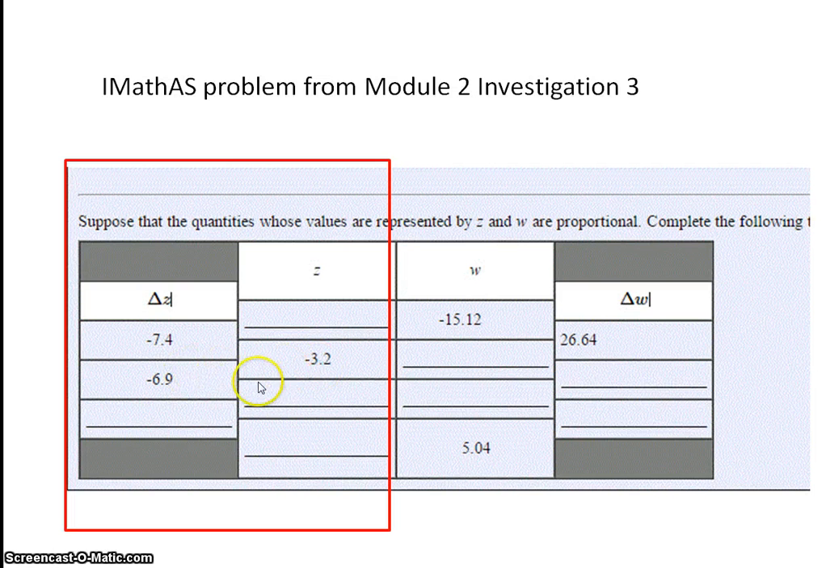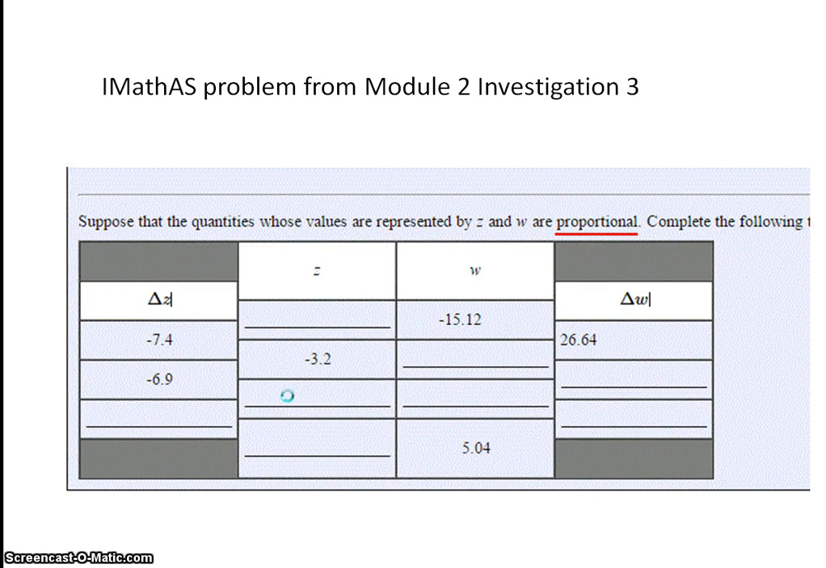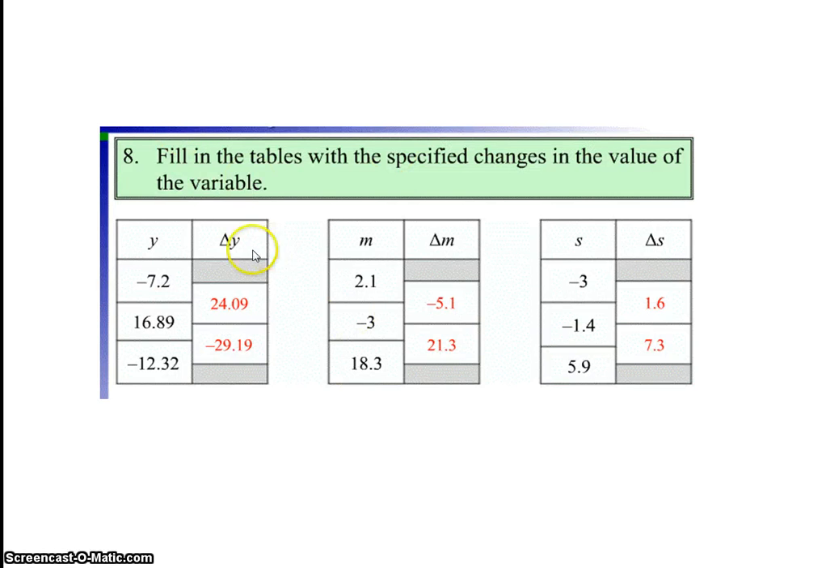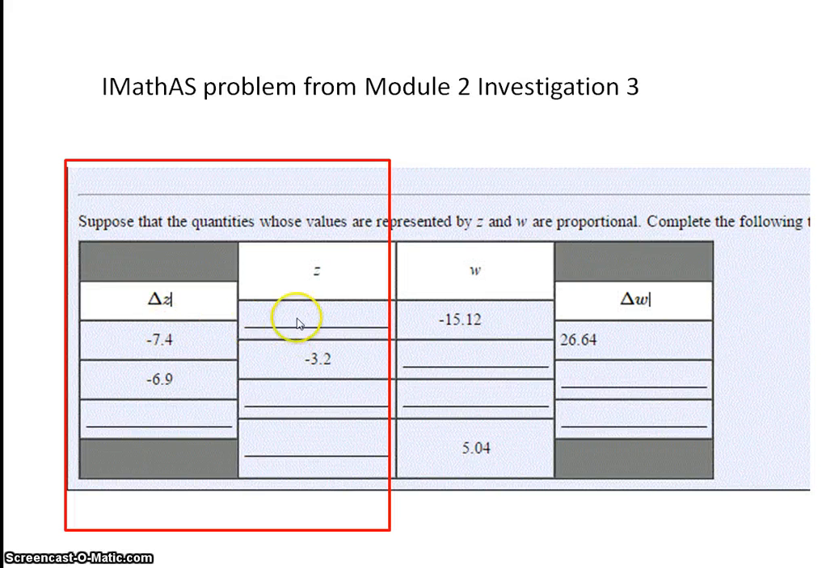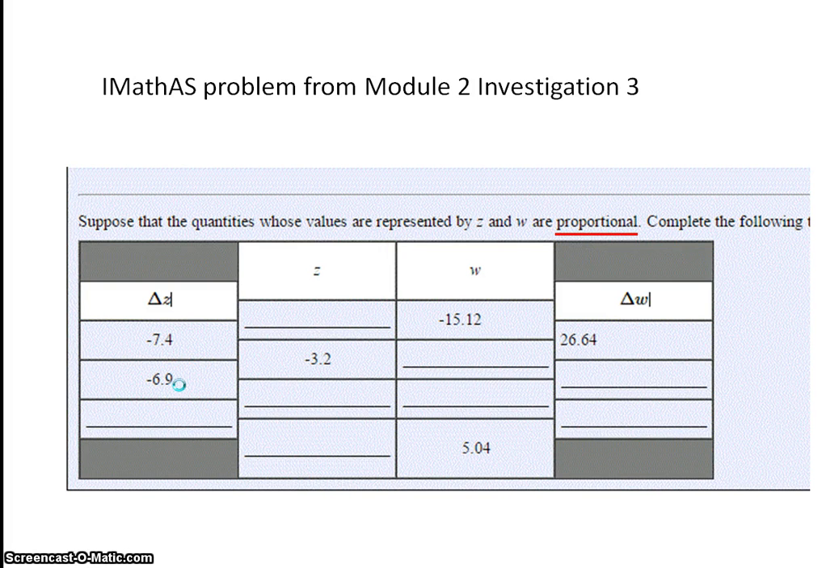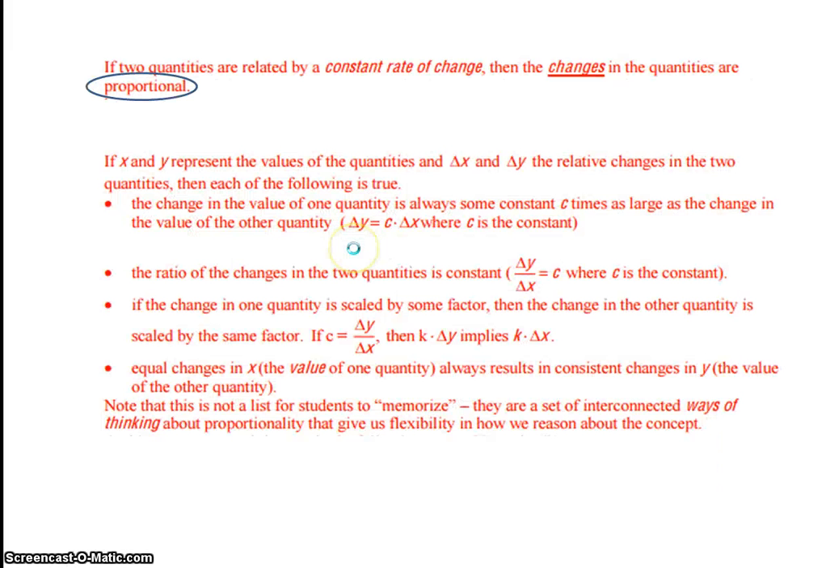Okay, now if we look at the first two columns, they're just in reverse order to the charts that we've been doing in our homework. Usually we see the Y values and then change in Y, but there's no reason we can't list the Z values and analyze the change in Z on the left. So back to what we're really trying to do in this video, which is go over this IMathAS problem, and we're given that Z and W are proportional. That sentence says something about these middle two columns.